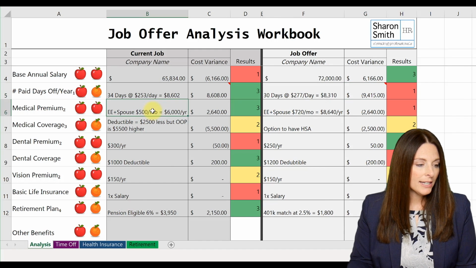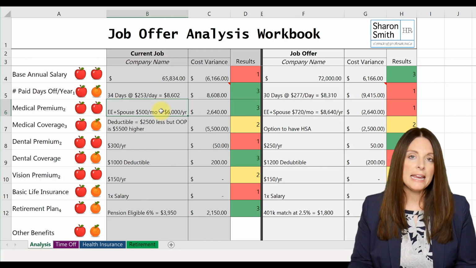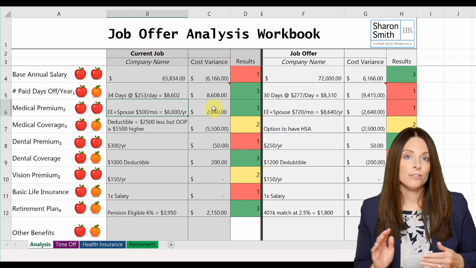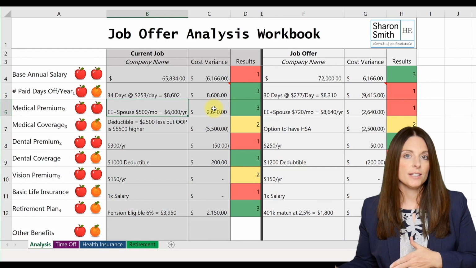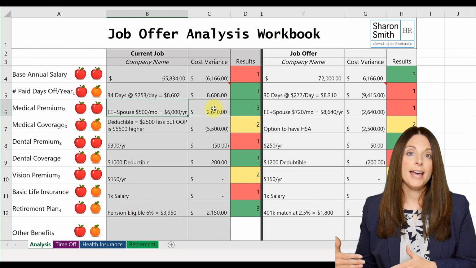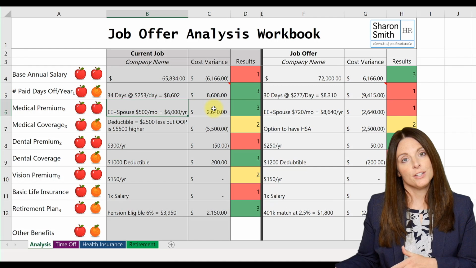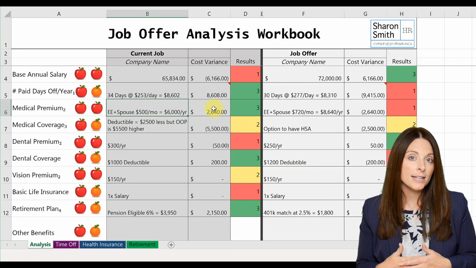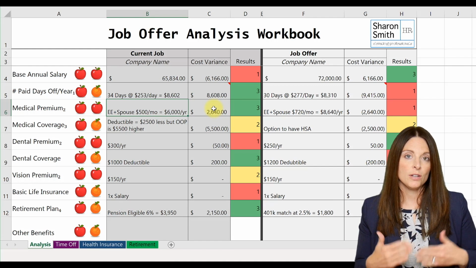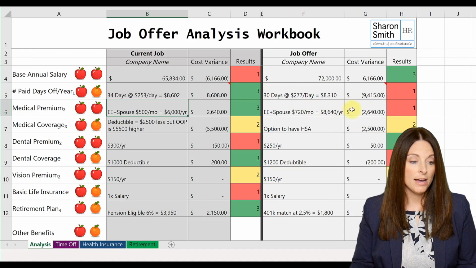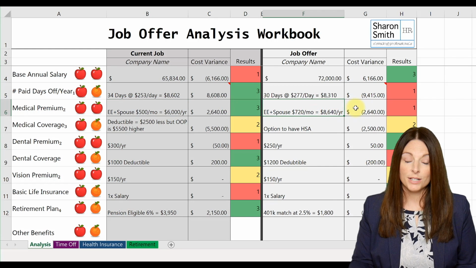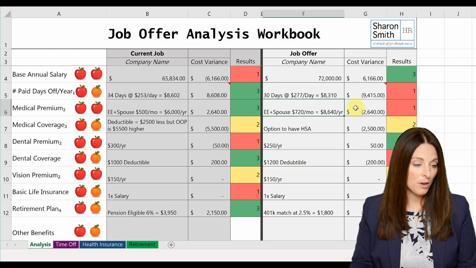The next thing that we want to look at is medical premiums. And again, with premiums, you want to annualize the cost. So you want to find out if where you work has a semi-monthly payroll, so you have 24 paychecks a year, versus where the job offer is somewhere that has a bi-weekly payroll, that's 26 pay periods a year. Just make sure that you are annualizing the cost of those premiums so that you can look at them apples to apples. And so once you do that, you can see there is a difference in premium of about $2,600, that the plan that I'm going to is more expensive for me for a premium cost.